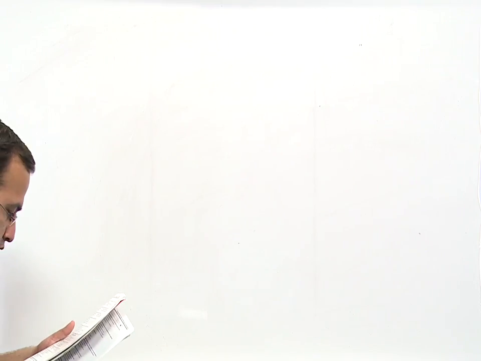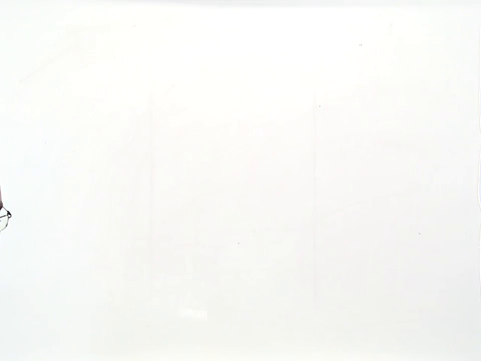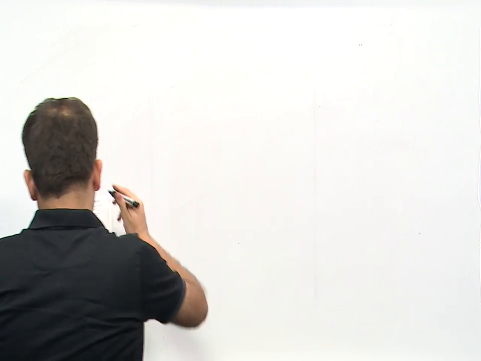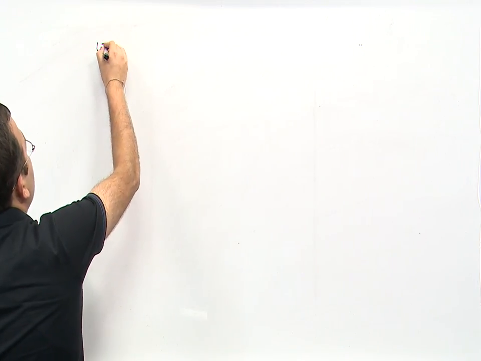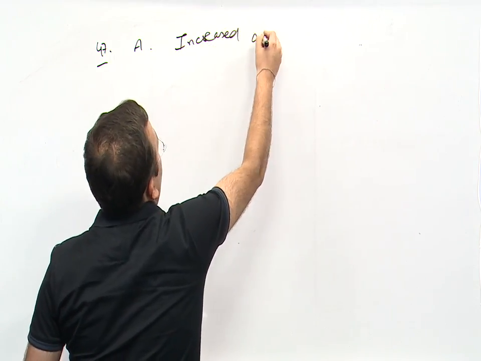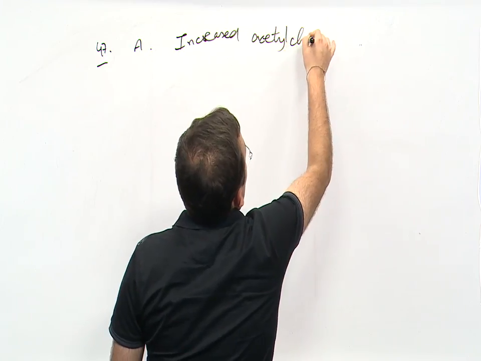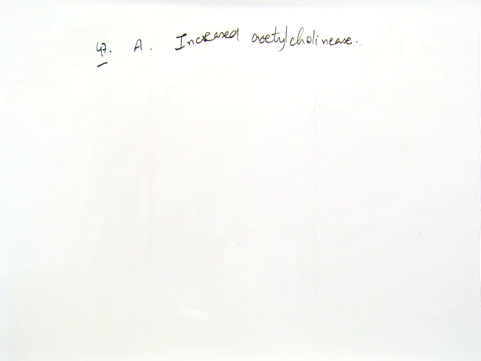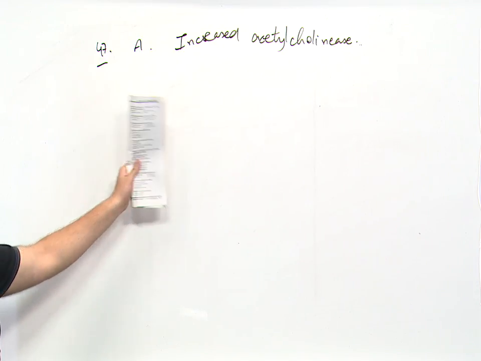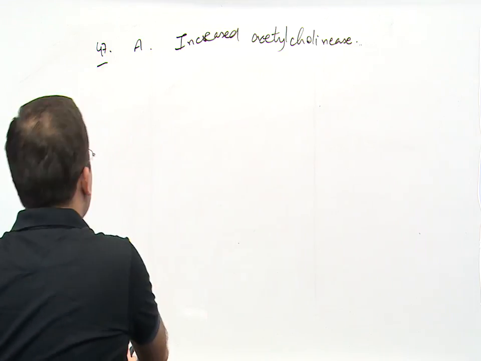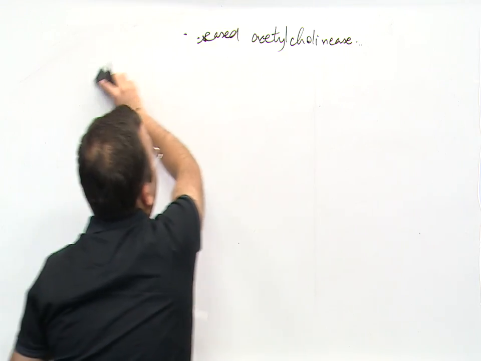This gets us to the next question, that is question 47. Marker of open neural tube defect. Answer is A, that is increased acetylcholinesterase. This is just a one-liner that needs to be remembered. Next point, question 48.